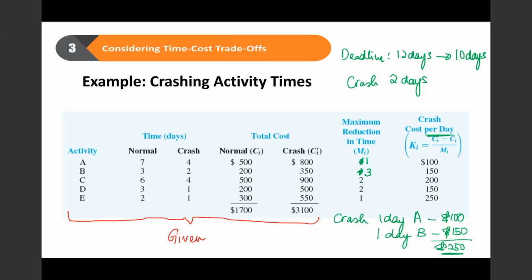Yes, you can choose any activities on the network, just as long as you can crash it and it comes with the minimum cost.